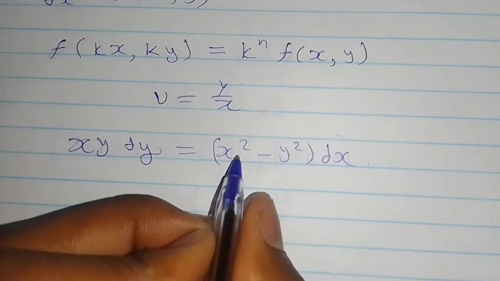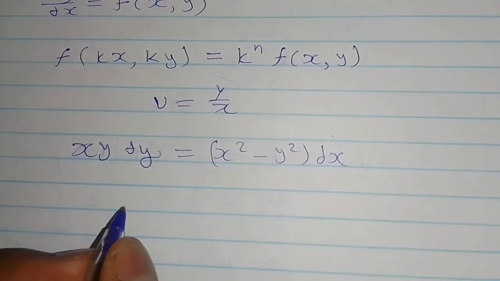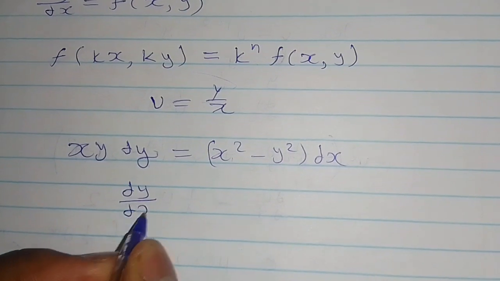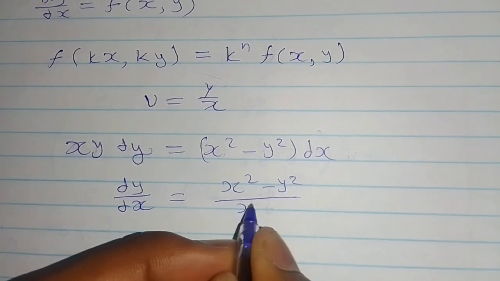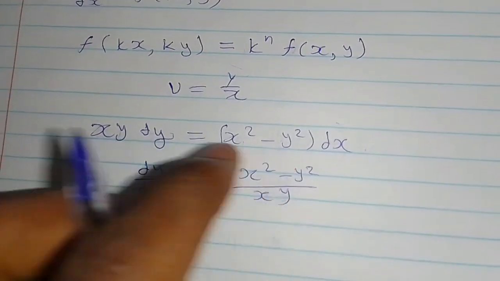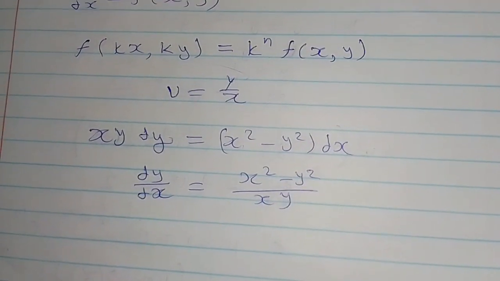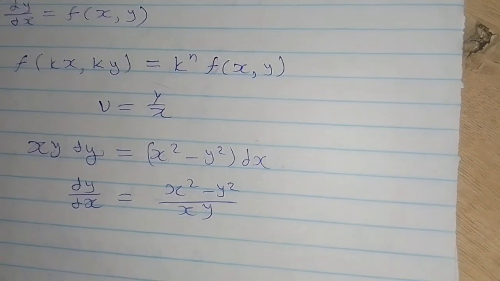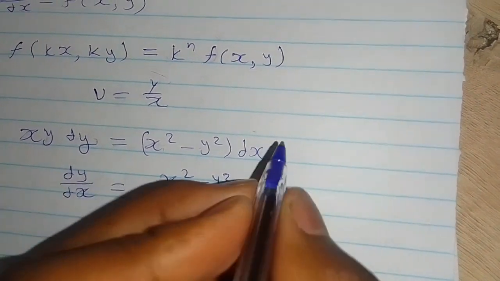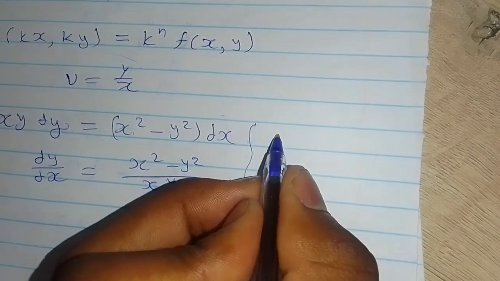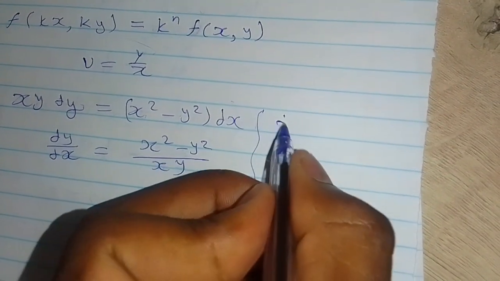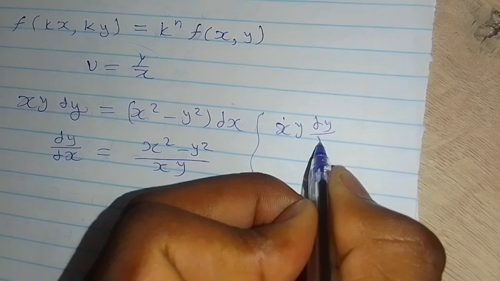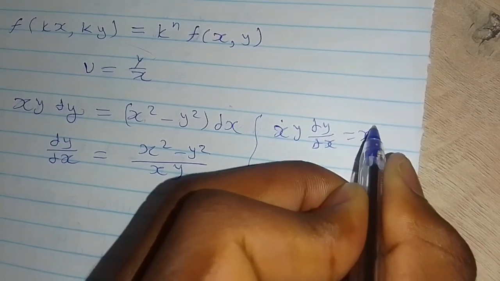Let's say maybe you have this equation in this form. Notice that you can rewrite dy/dx as x squared minus y squared over xy. You cannot separate the variables. But what if I do this? I divide everything by dx, then I have xy dy/dx equals x squared minus y squared.